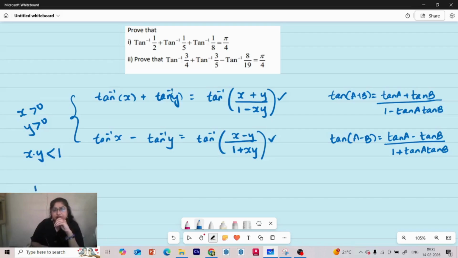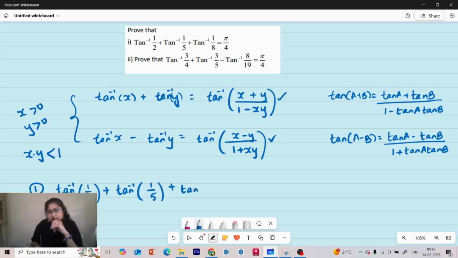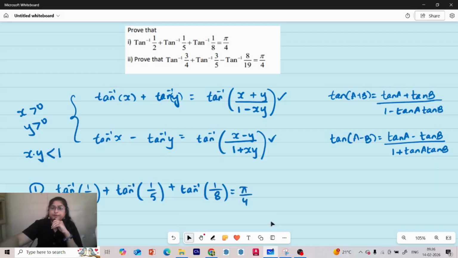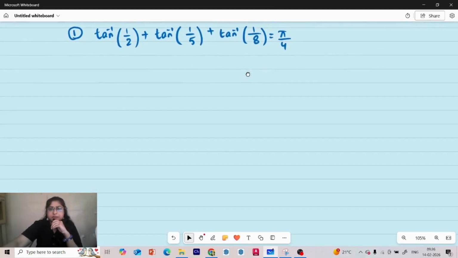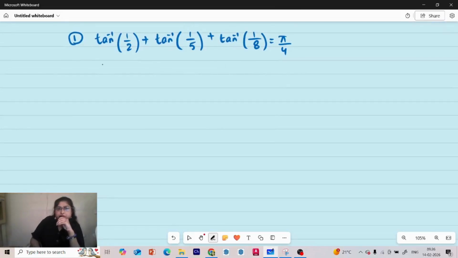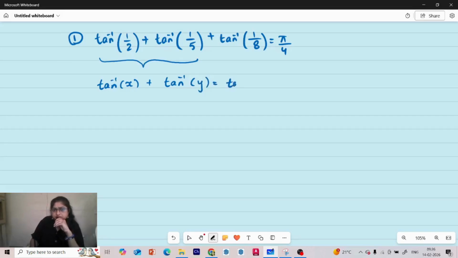All right, so let's look at the first problem, which says tan inverse of 1 by 2 plus tan inverse of 1 by 5 plus tan inverse of 1 by 8, we have to prove that it's equal to pi by 4. Let's quickly get into it. We will group the first two together and apply the formula tan inverse x plus tan inverse y. Here x is 1 by 2 and y is 1 by 5, and when you substitute that you get tan inverse of (x plus y) by (1 minus xy).